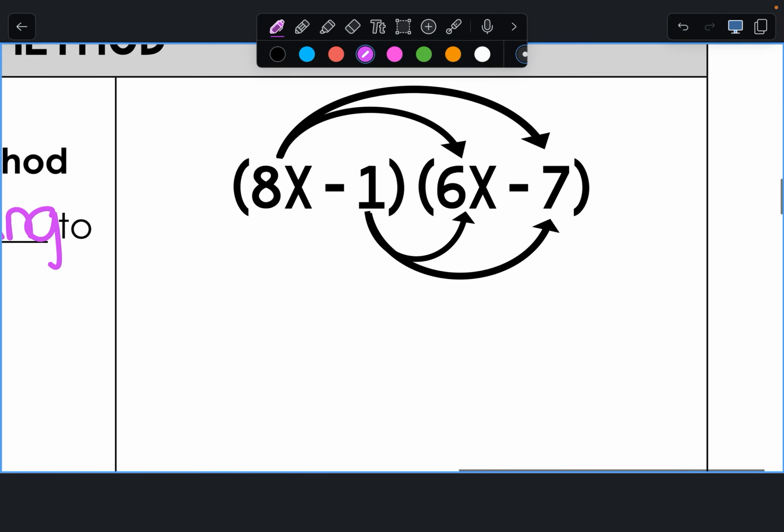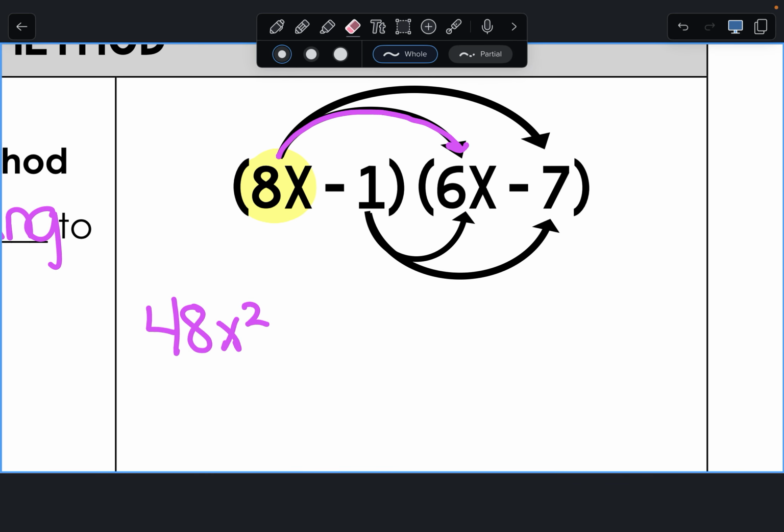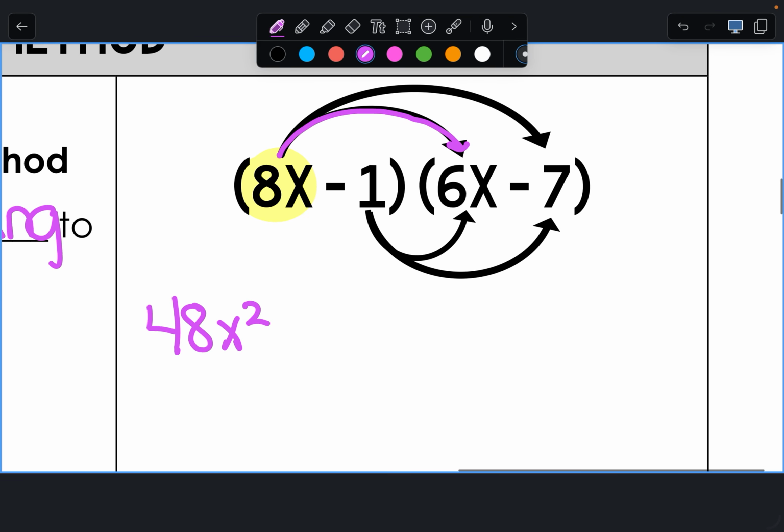So the arrows represent what you're distributing, first to first. 8x times 6x. Not adding, multiplying. When you multiply those, what is the result? 48x squared. The next arrow represents that we're multiplying 8x times negative 7. 8x times negative 7 is negative 56x.